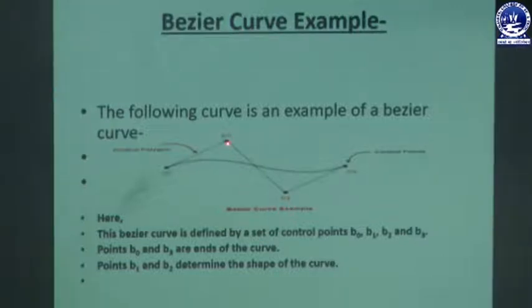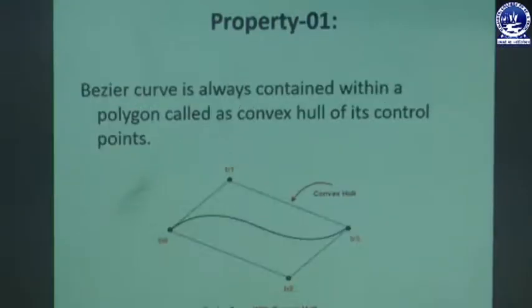By using these intermediate coordinate points, the user can easily identify the structure of the curve. Okay, now let's go to our next concept, the properties and features of the Bezier curve. By default, whenever we draw a Bezier curve, every Bezier curve is always contained within a polygon called the convex hull of its control points.